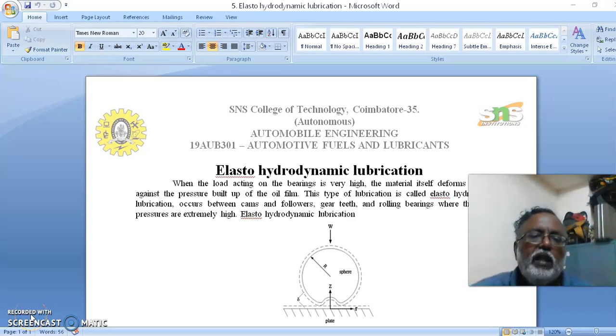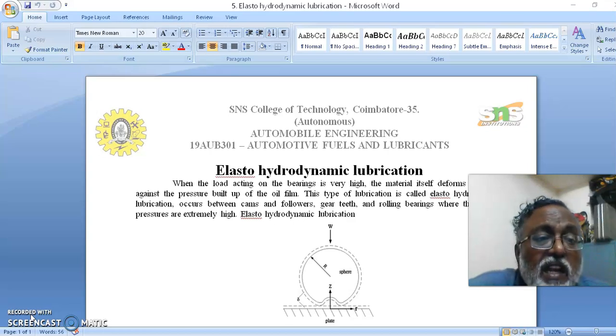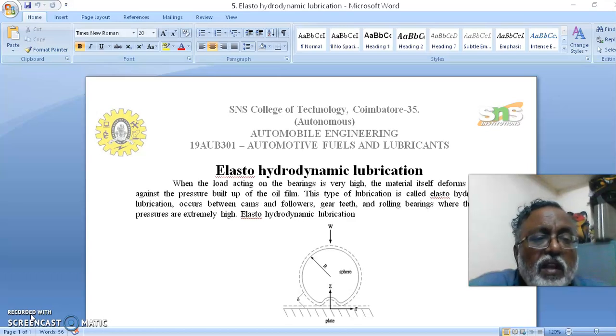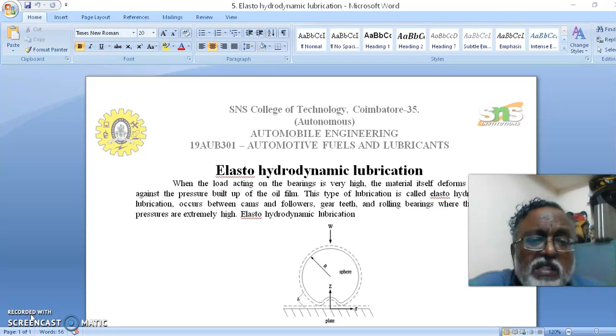Hi boys. In continuation of the various types of lubrication, in this class we will discuss Elasto Hydrodynamic Lubrication. When the load acting on the bearing is very high, the material itself deforms elastically against the pressure buildup of the oil film. This type of lubrication is called Elasto Hydrodynamic Lubrication. This occurs between cams and followers, gear teeth, and rolling bearings where the contact pressures are extremely high. Elasto Hydrodynamic lubrication is shown in the figure.